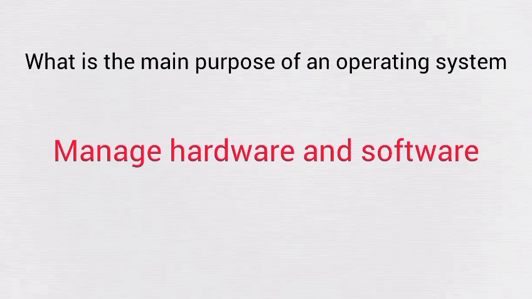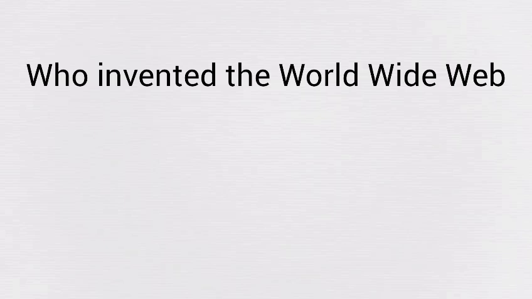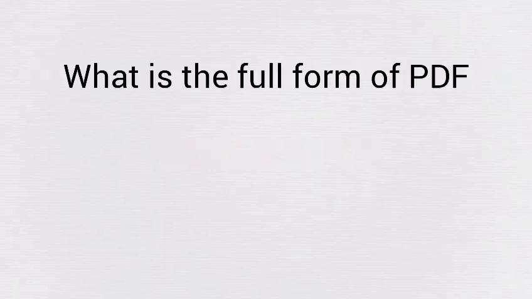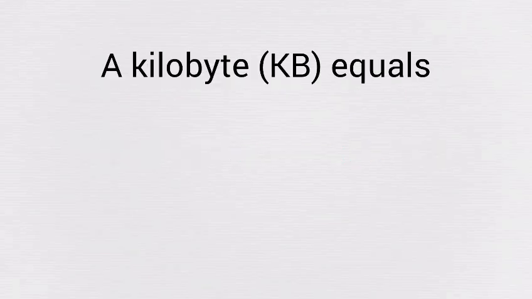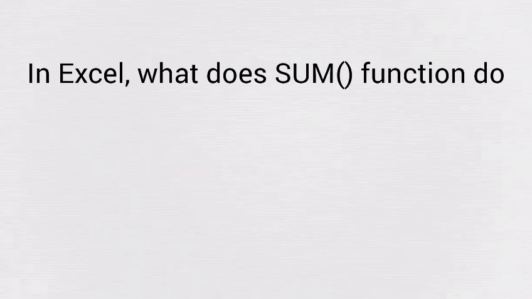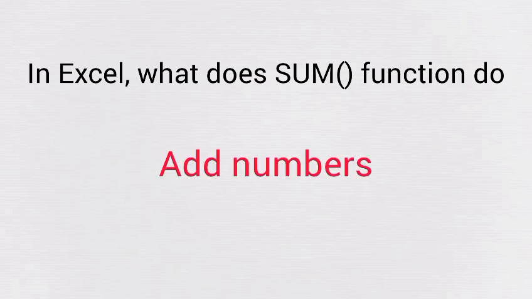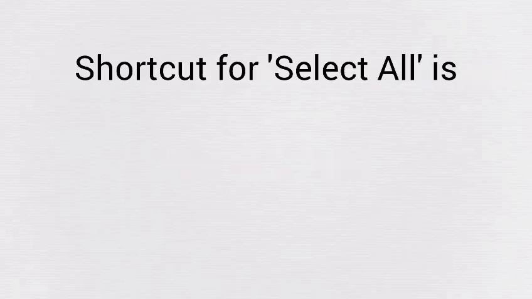Manage hardware and software. Who founded Microsoft? Bill Gates. Who invented the World Wide Web? Tim Berners-Lee. What is the full form of PDF? Portable Document Format. A kilobyte, KB, equals 1024 bytes. In Excel, what does the sum function do? Add numbers. Shortcut for select all is Control A.